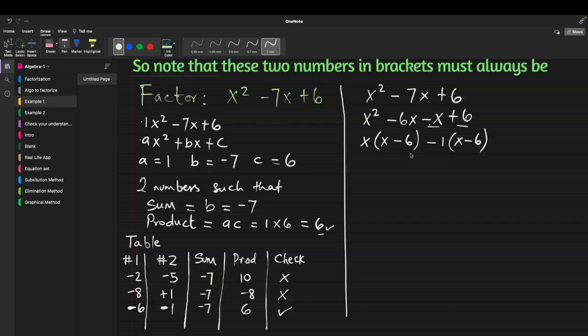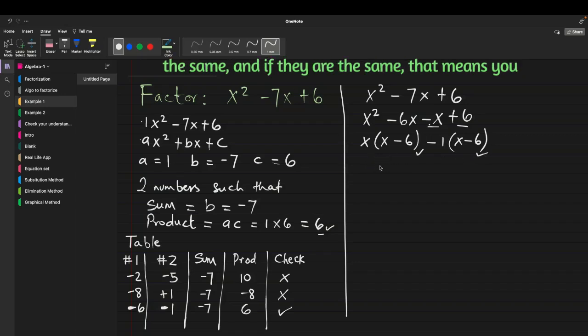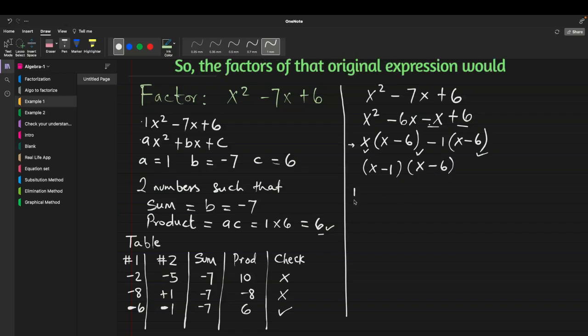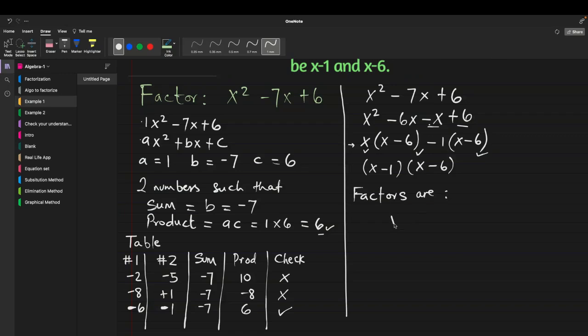So note that these two numbers in brackets must always be the same. And if they are the same, that means you can rewrite this whole expression as x minus 1 times the bracket x minus 6. So the factors of that original expression would be x minus 1 and x minus 6.